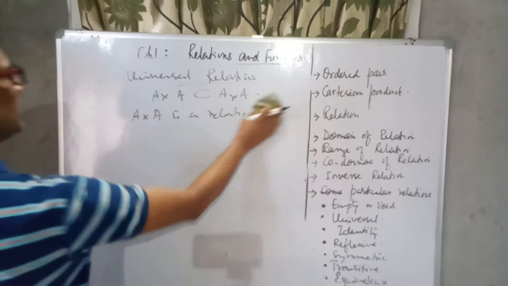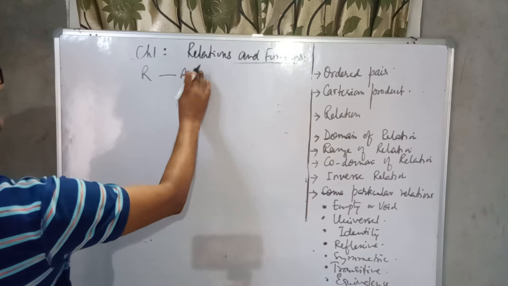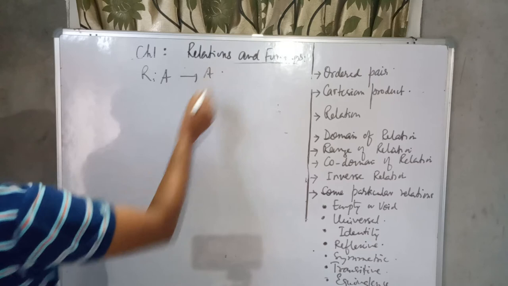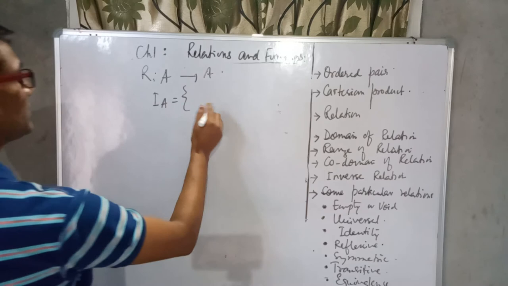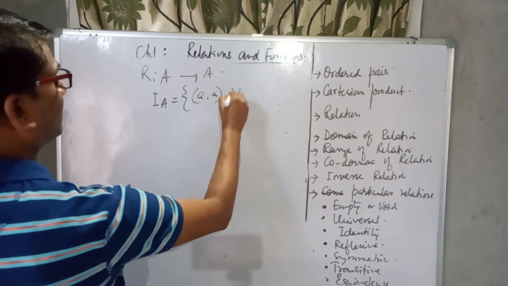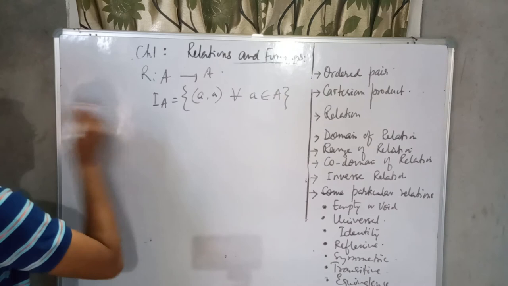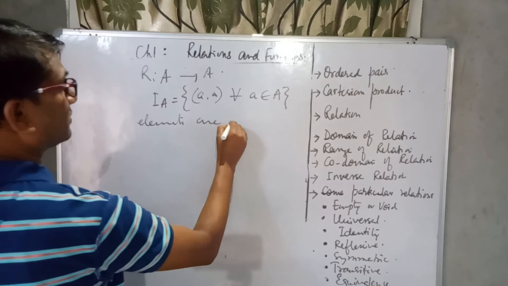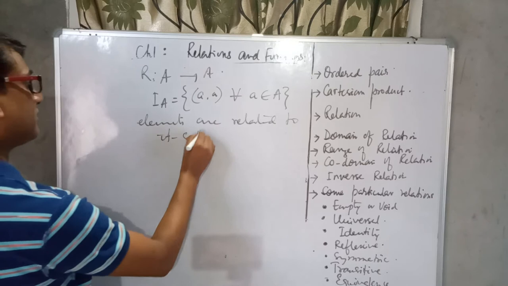Next is identity relation. What is identity relation? A relation R on A to A is called identity relation, and it is denoted by I_A, if and only if (a, a) belongs to R for all a belongs to A. That is, the elements are related to itself only, not with others. Only to itself. That relation is called identity relation.